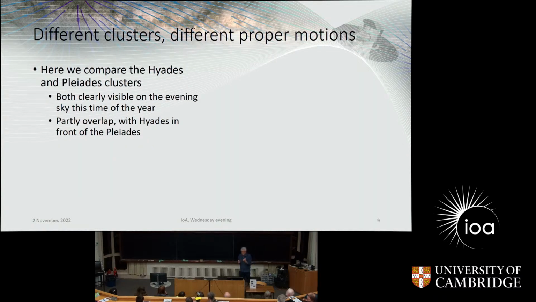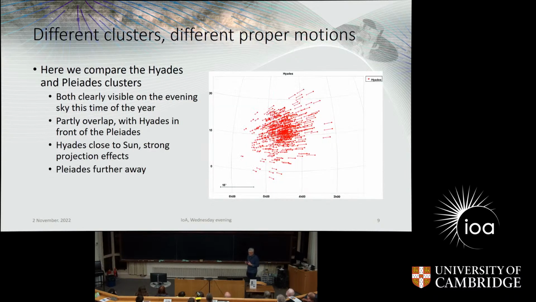So we have different clusters with different proper motions. Let's take one step back and compare the Hyades and the Pleiades clusters to see how clear this whole picture is. So there we've got the Hyades cluster in proper motions. Now the Hyades cluster is very big compared to the distance from us, so it is relatively close by. And as a result of that, you get a projection effect.